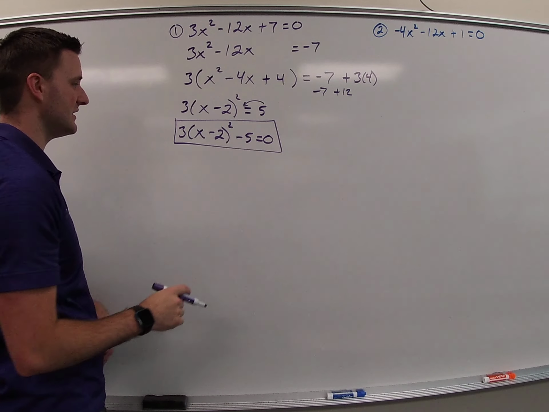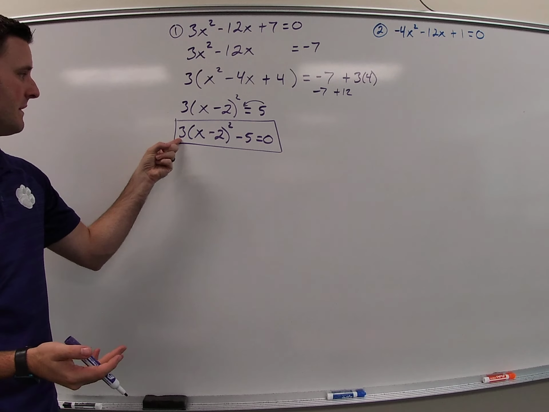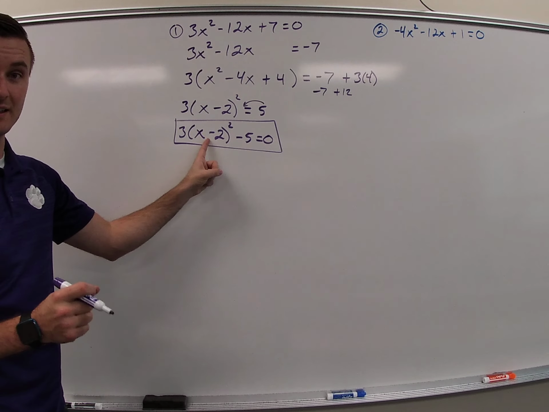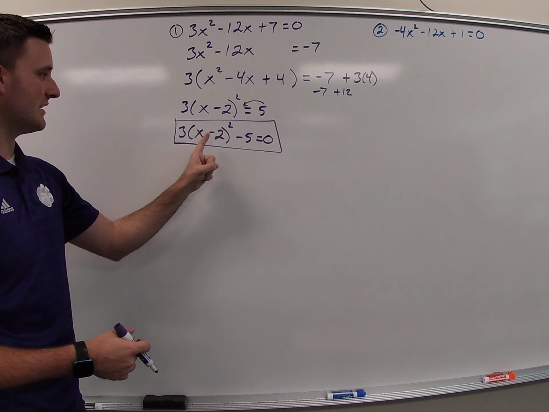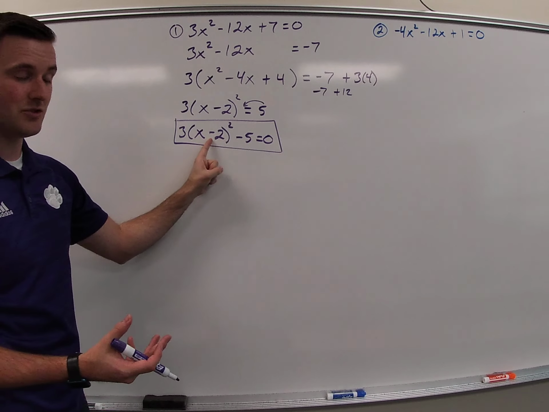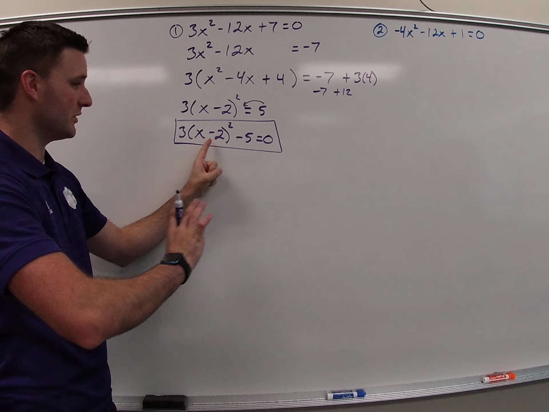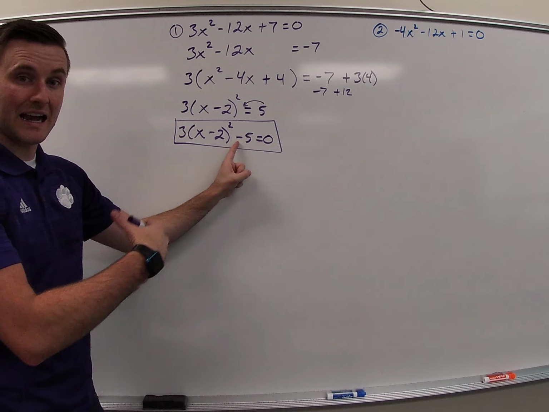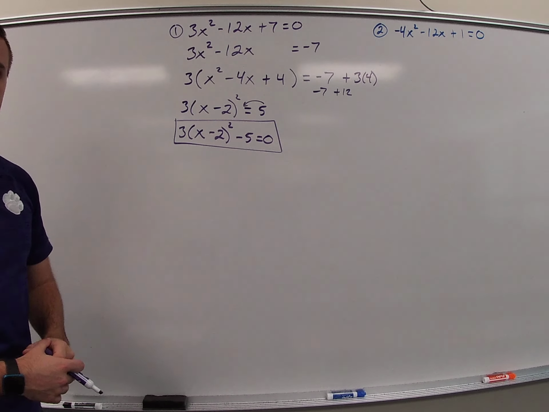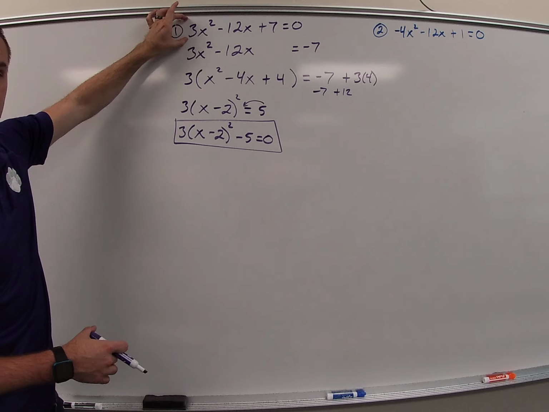So from here we can see, hey, we have a vertical stretch by a factor of 3. We're moving to the right a distance of 2, so a horizontal movement of 2. Remember, it's the opposite of our h, so the opposite of that -2 is +2, and that means we go to the right 2. And this -5, because it's on the outside of our function, means we go down 5.